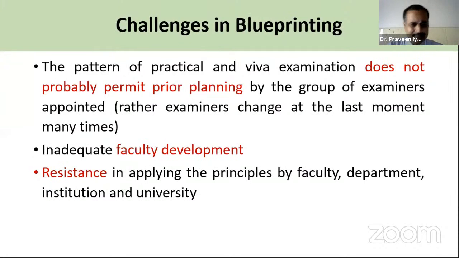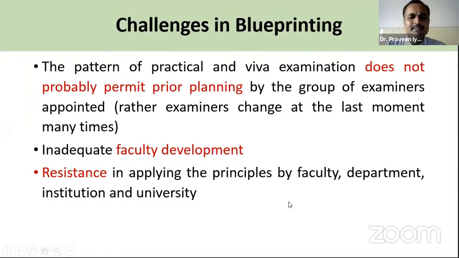Then we will all agree not all of us are adequately having faculty development in concepts like blueprinting. So inadequate faculty development is a challenge, and probably there's also resistance in applying the principles of blueprinting, starting from ourselves as faculty, then maybe at department level, maybe at institution level as a policy, and even at university level. So there might be resistance which might be a challenge in implementing blueprint.